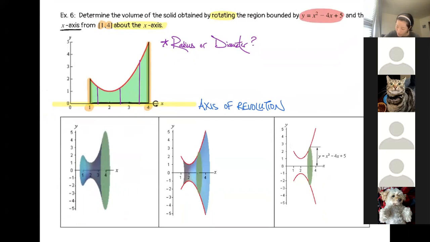If I were to think about maybe this purple line right here, somewhere here, when I revolve that, it will give me a circle. But maybe the most obvious one is if I take the line at 4 and I rotate it, I end up with this, the very last circle. What is the radius of this circle? This very last circle here.